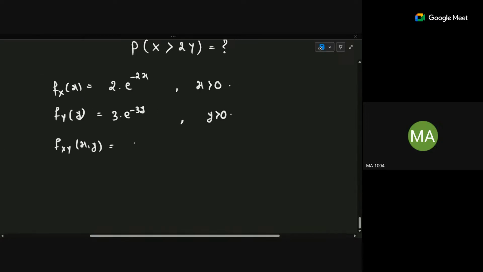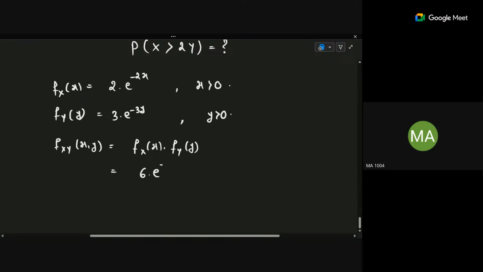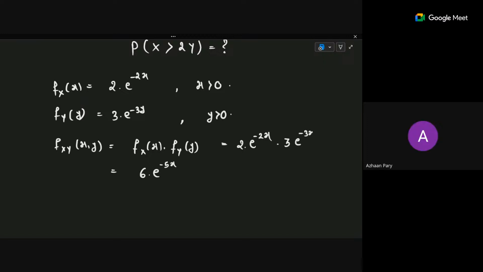fxy of x comma y will be the direct product of fx of x and fy of y. Why are we able to do this? Because x and y are independent. So it will be 6 into e to the power minus 5x. Is it fine? Ma'am, suppose they were not independent, then it would have been very difficult to find the joint distribution, right? Exactly. Ma'am, why 5x? It should be e to the power minus 2x into e to the power minus 3y, right? Sorry, yes.